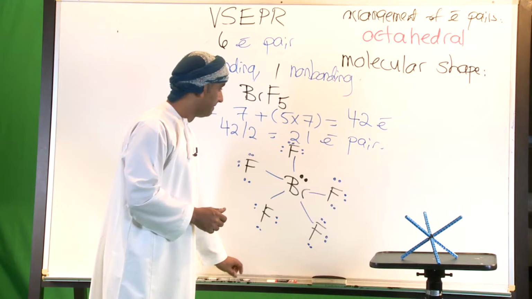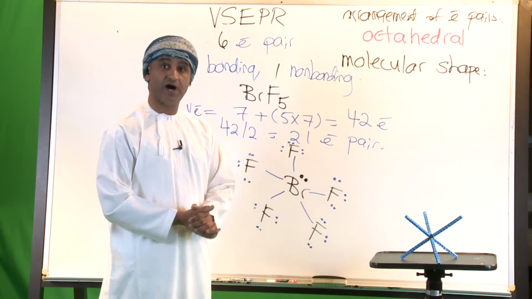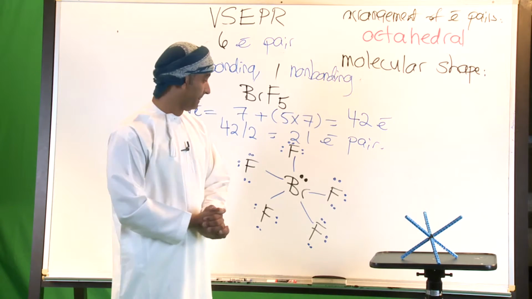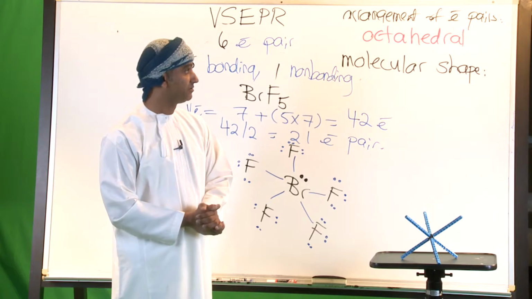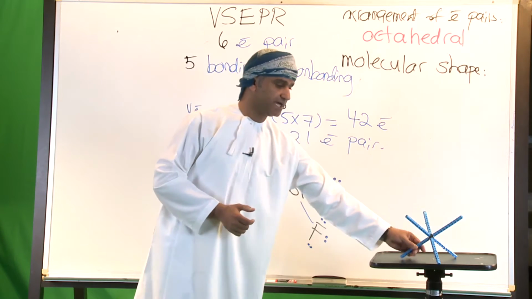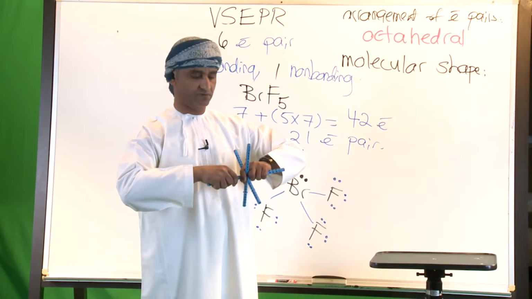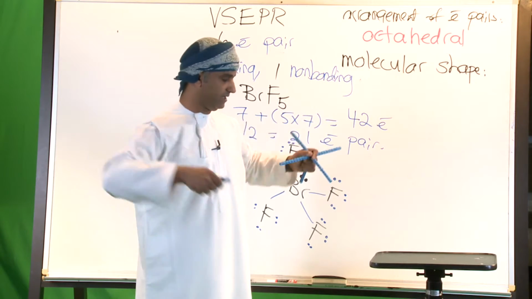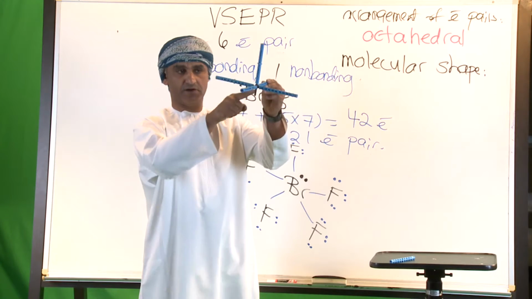Now, the arrangement of electron pairs, since there are 5 bonding, 1 non-bonding, so the arrangement of electron pairs is still octahedral, but the molecular shape may not be octahedral, and that's because of the presence of a lone pair.